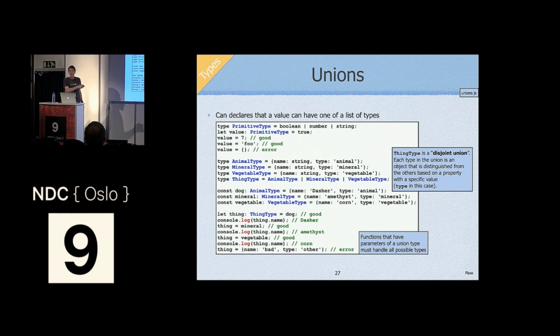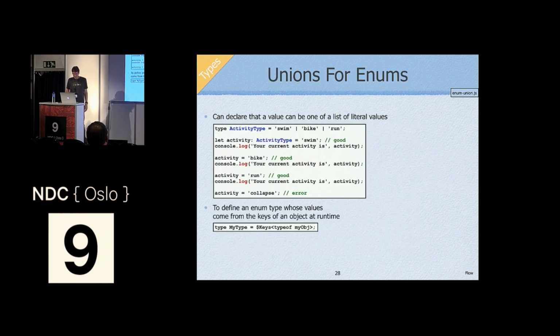Now, in my example, they all just have a name property. But suppose that animal had an extra property that mineral and vegetable didn't have. Then in my switch, if I switch on the type being animal, it would let me access that extra property. But if I was working with a vegetable and I tried to access that same one, it would know that that won't work because that doesn't have the extra property. So these disjoint unions are really useful for that level of checking.